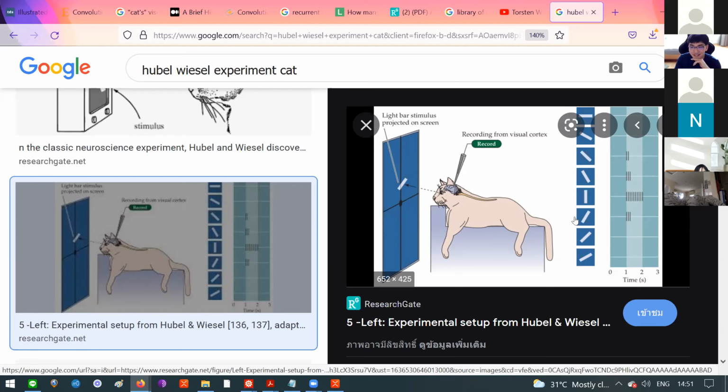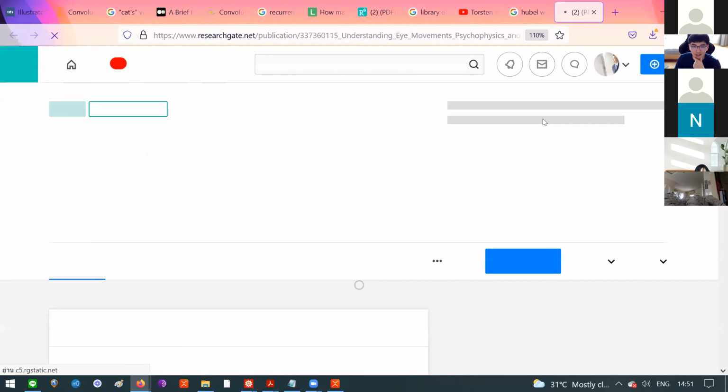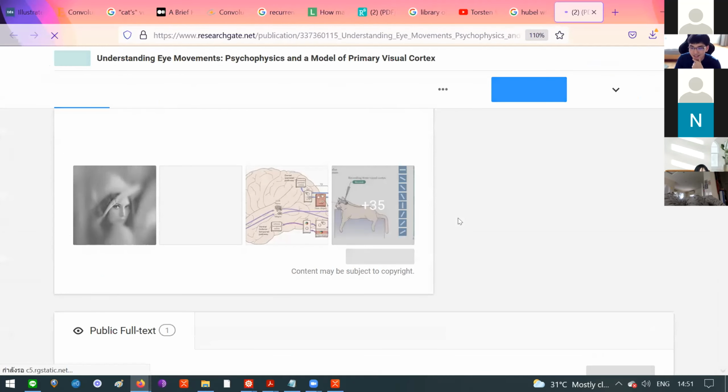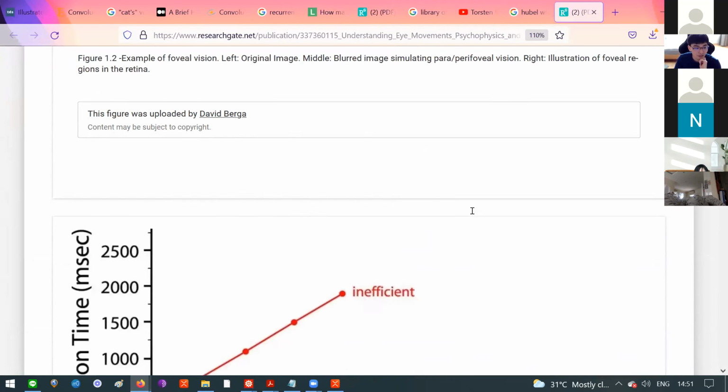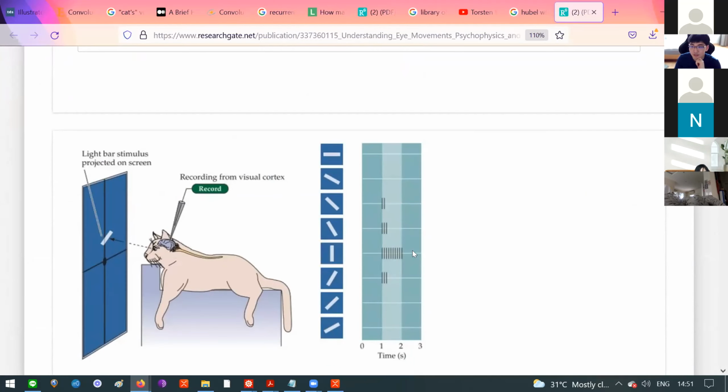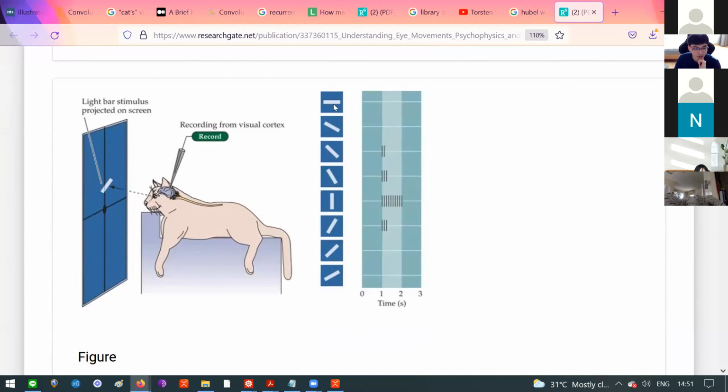What happened is this. They show a horizontal picture, they show a vertical picture, maybe 45 degrees. So these are all the different pictures. Show this picture, show that picture, show this picture, show that picture. It turns out that the simple cell detects pattern.